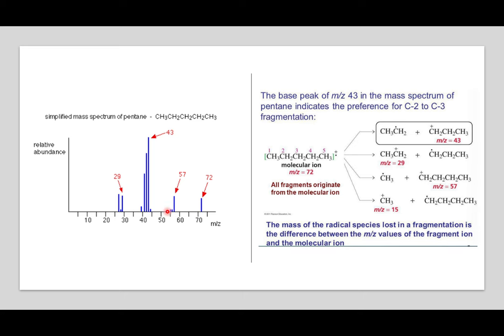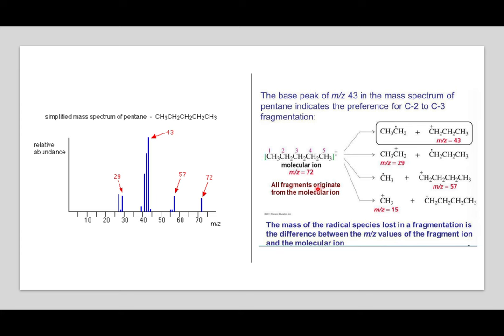So let's look at pentane here. The relative abundance against the mass charge ratio for pentane itself. The base peak, of a mass charge ratio of 43 in the mass spectrum of pentane, indicates a preference for the C2 to C3 fragmentation. What does that mean? If we fragment a molecule, this molecule itself has a mass charge ratio of 72, all fragments originate from this molecular ion. So this is the molecular ion that is present at the M plus peak here. So all of the fragmentation to the left of this peak is formed from this molecular ion.